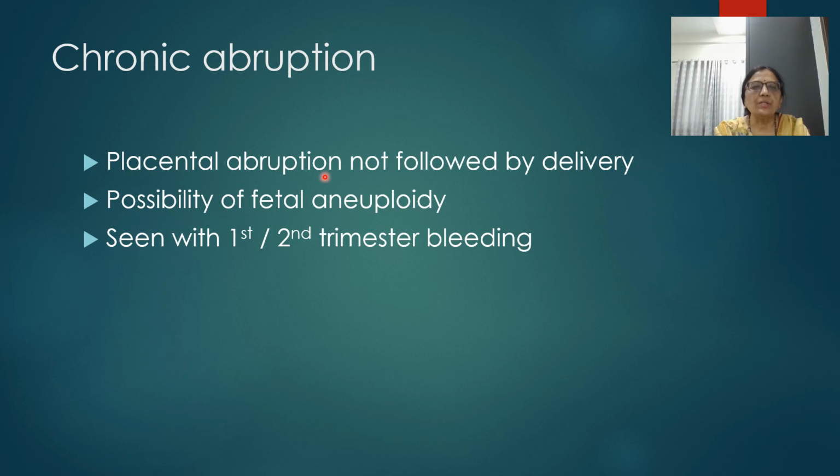Chronic abruption is whenever there is a placental abruption which is not followed by delivery. In these cases, there is a marginal or minimal placental separation and the bleeding stops. There is a possibility of fetal aneuploidy in these cases. The risk of fetal aneuploidy or chromosomal abnormalities is increased, and it is seen whenever the patient has first or second trimester bleeding. So there is early pregnancy bleeding, and then the bleeding stops and it continues as a case of chronic abruption.